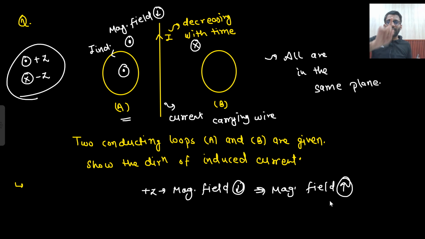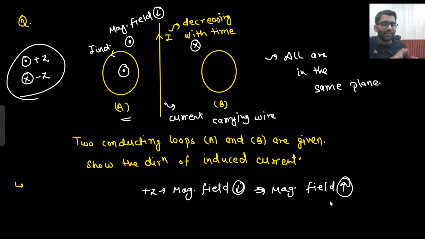So if your magnetic field should increase, that means the current should flow anti-clockwise. If it is flowing anti-clockwise, then in this direction only the magnetic field component is coming, so it will increase the magnetic field. Is that clear to you or not? Did you understand what we are doing here?